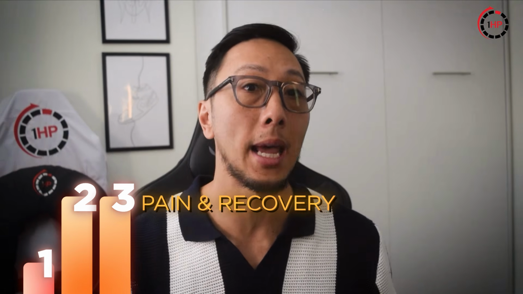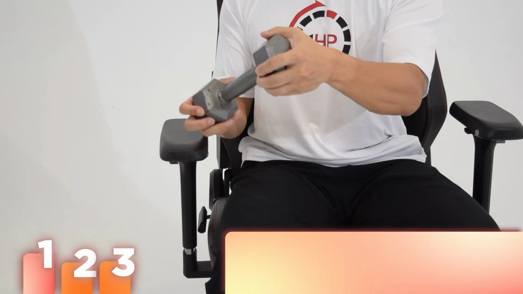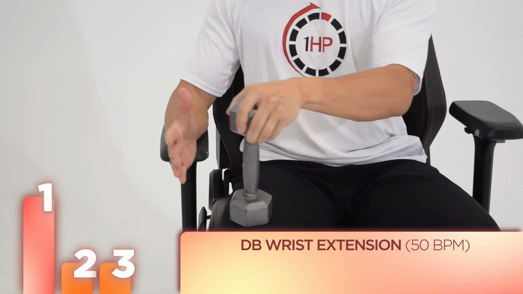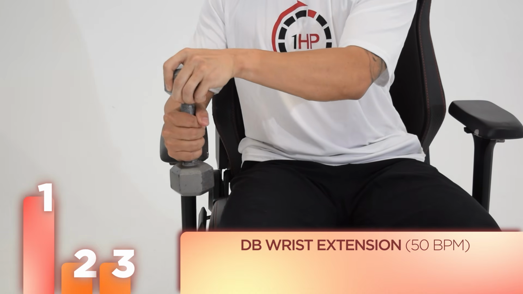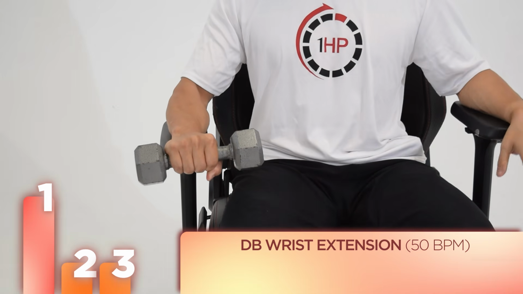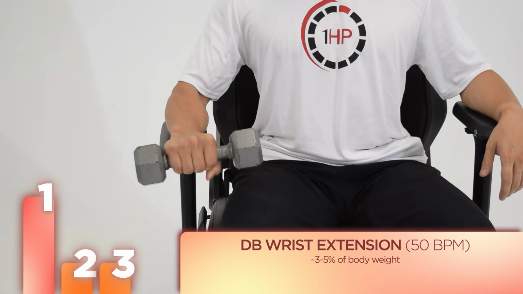The first exercise I'm going to show you will focus on endurance, while the other two are better for pain and recovery. The first exercise is dumbbell wrist extension. And as I mentioned, this is for endurance and targets the muscle and tendon involved. You want to choose one that is around 3 to 5% of your body weight.